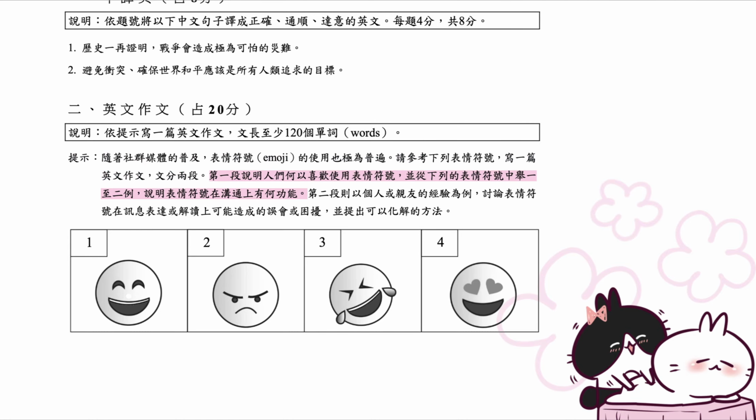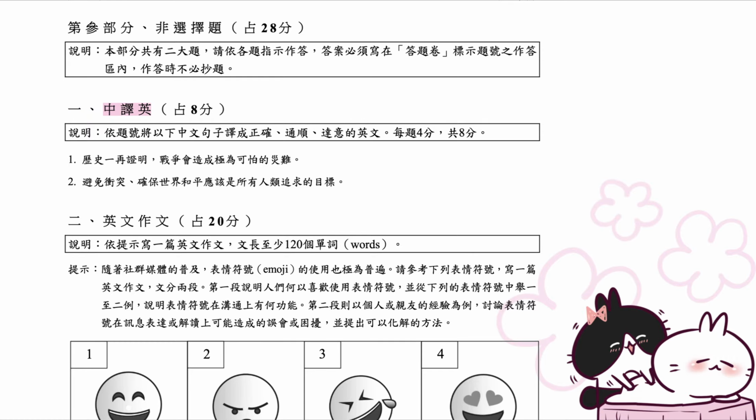In the first paragraph, explain why people like using emojis. Choose 1 to 2 examples from the emojis below and explain what functions emojis serve in communication. In the second paragraph, use your own experience or that of a friend or family member to discuss misunderstandings or inconveniences that emojis may cause in expressing or interpreting messages, and propose ways to resolve them. 1, 2, 3, 4.